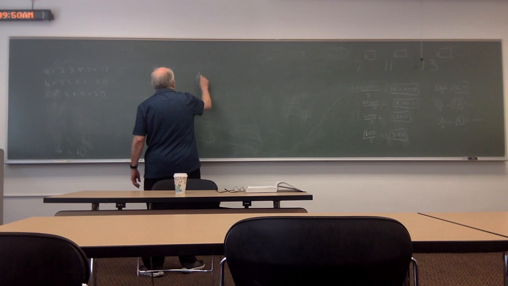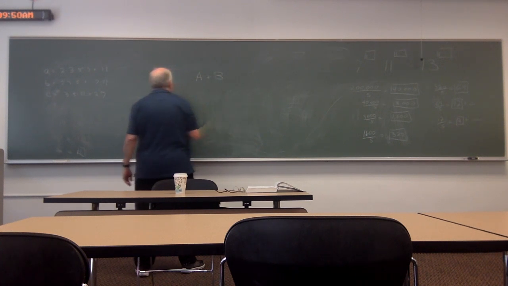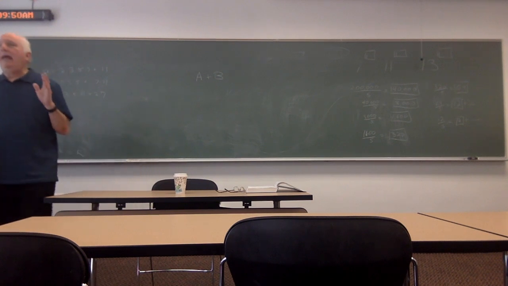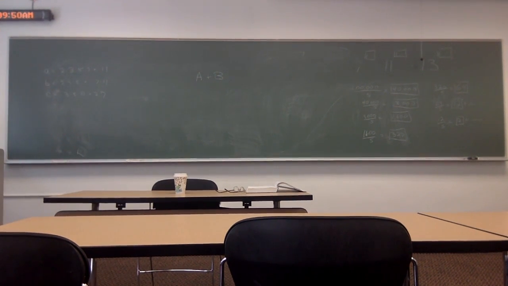Suppose you have A plus B. And suppose A is a multiple of 7 and B isn't. If A is a multiple of 7 and B isn't, what can you say about the sum? Is it a multiple of 7?